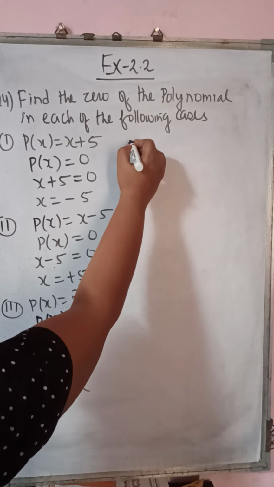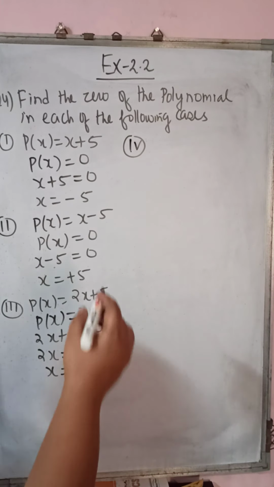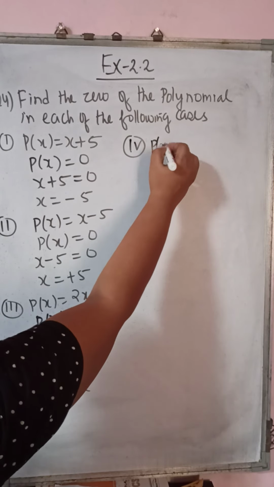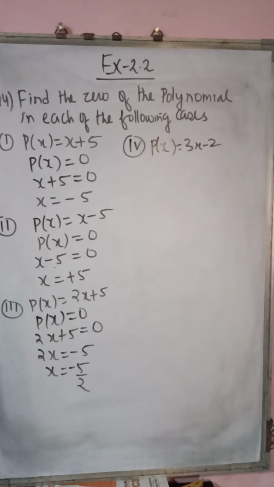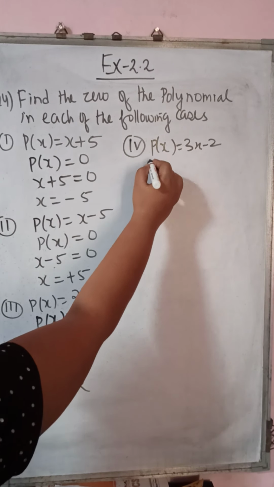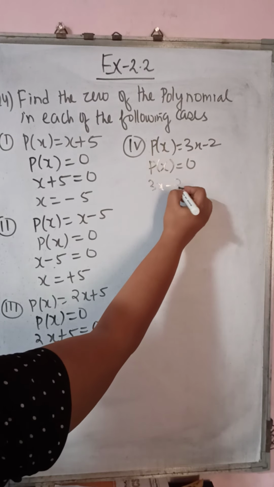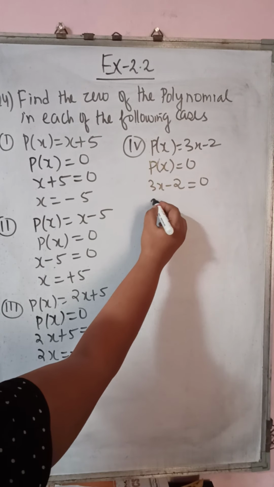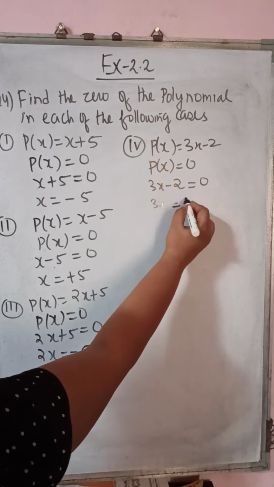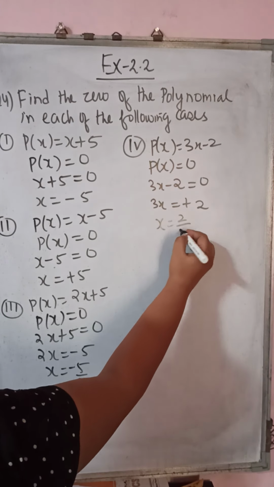Now fourth one, p of x is 3x minus 2. So again, p of x should be equal to 0. So 3x minus 2 should be equal to 0. Again, we need to find the value of x in each case. So this minus 2 will go to the other side. It will become plus 2. And therefore, x will be equal to 2 by 3.